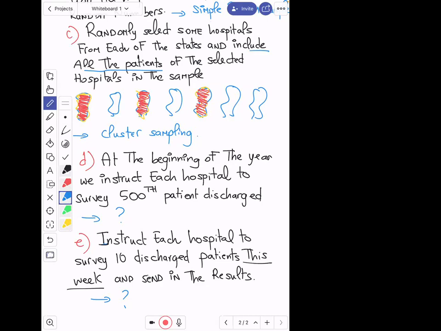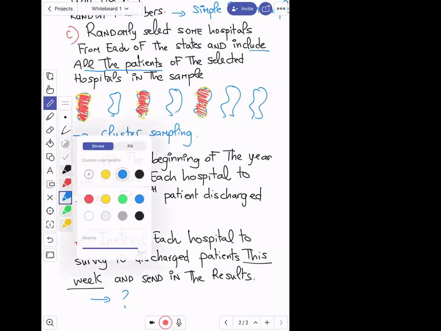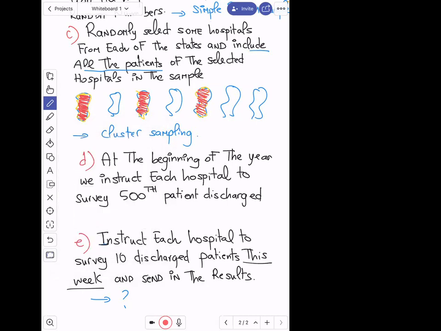So for D, let me start with D. In D, you see guys, at the beginning of the year, we instruct each hospital to survey the 500th patient discharged, right? So we start at January 1st and we count our patients: number 1, 2, 3, 4, etc. The starting point here is the first patient on January 1st.